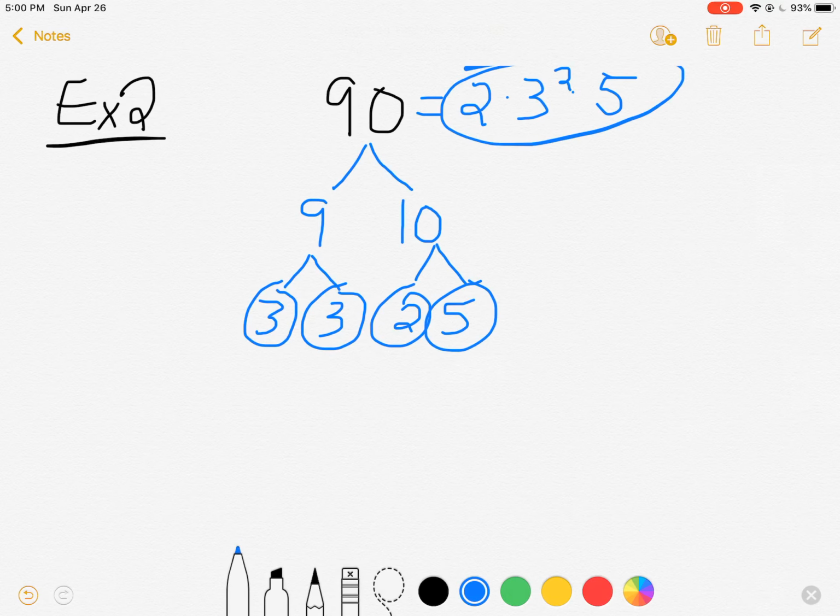So when you're doing a prime factorization, you keep breaking down the number until all you have left are prime numbers. When you write the prime factorization, you start with the smallest number first and then go in ascending order. If a factor appears more than once, then you represent that with the exponent.